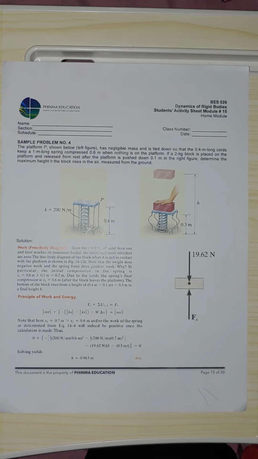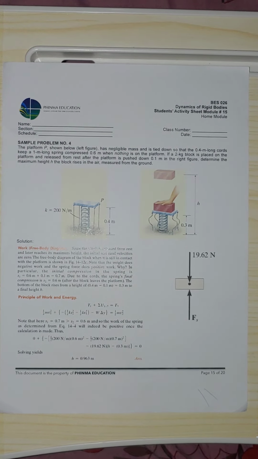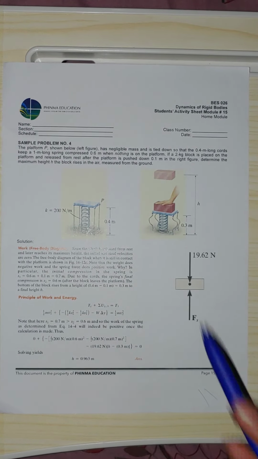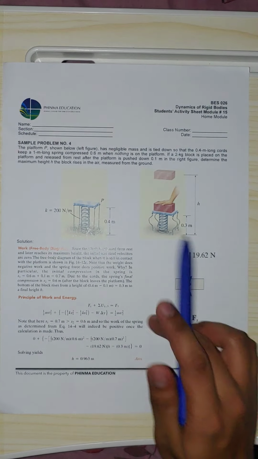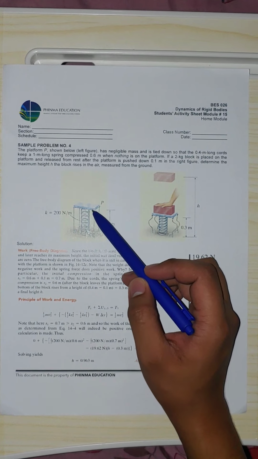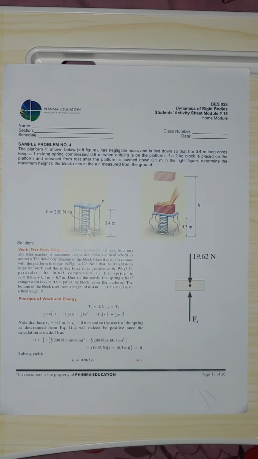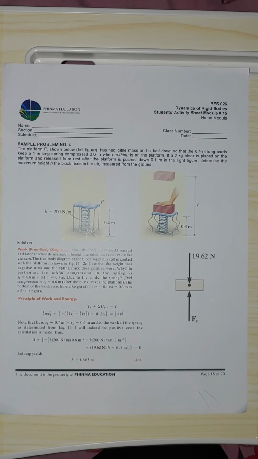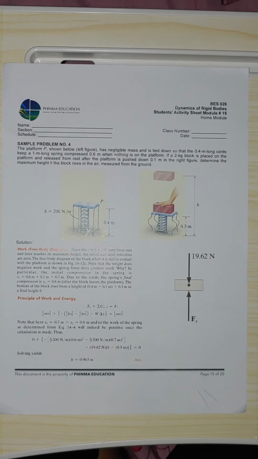Okay, let's move on to our new sample problem. If you notice, we have a spring in this sample. In sample problem number 4, we have a platform above the spring. The mass of the platform is negligible, so we don't need to consider the work done due to the platform.